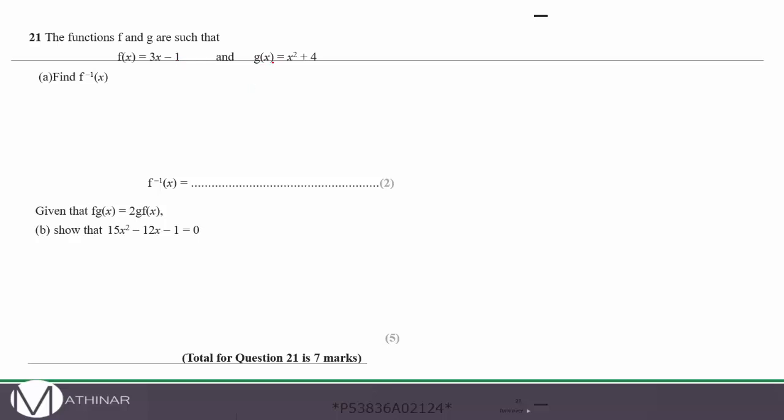What does function g do to its input? It squares whatever you put inside and then adds 4 to it. So let's answer the question now. Find f to the minus 1 of x. That means find the inverse of function f.